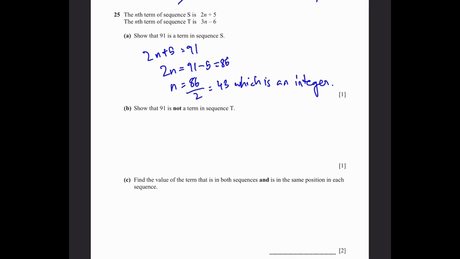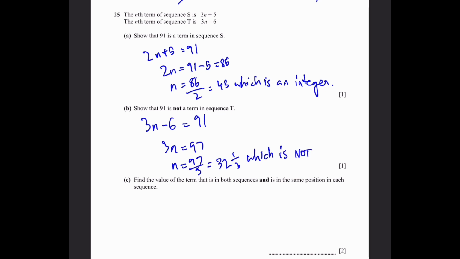B, show that 91 is not a term in sequence T. 3n minus 6 is equal to 91. 3n is equal to 97 because 91 plus 6. n is equal to 97 by 3, which is equal to 32 and 1/3, which is not an integer. And if it's not an integer, it's not in the sequence. That's the answer.